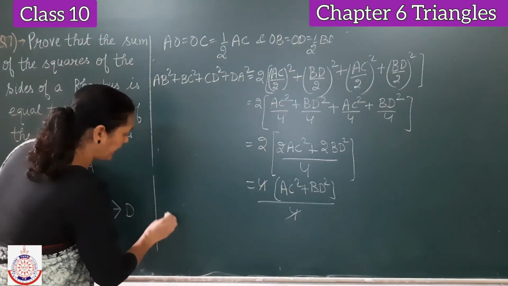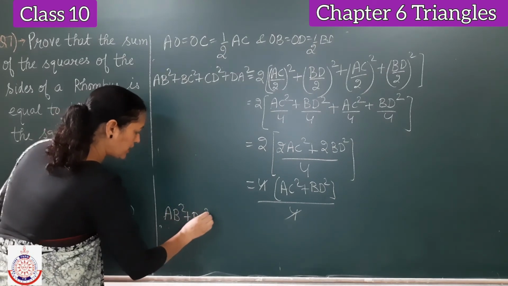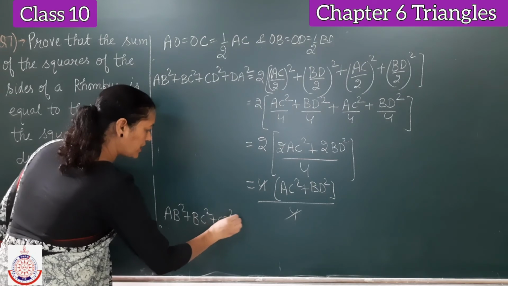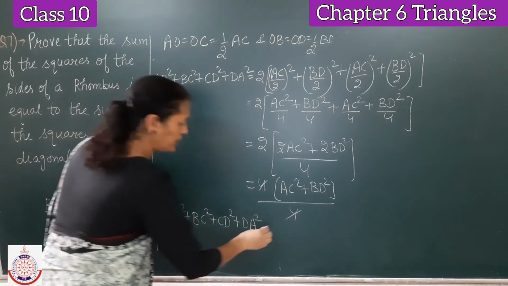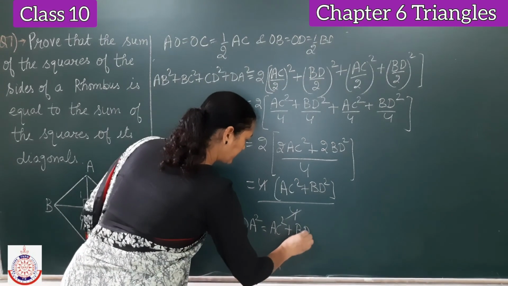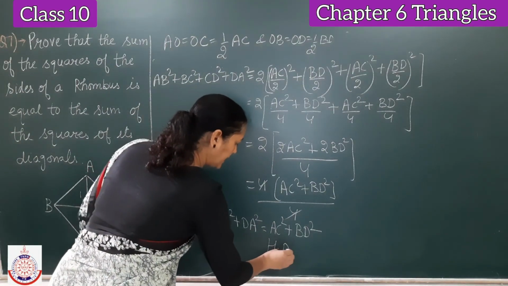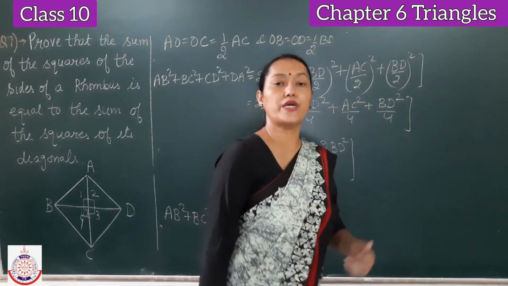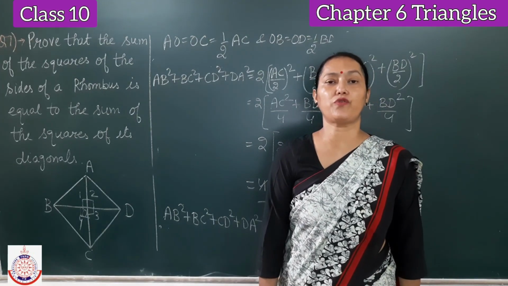So what we have obtained as a result is that AB square plus BC square plus CD square plus DA square is equal to AC square plus BD square. That means we have proved that the sum of the squares of the sides of a rhombus is equal to the sum of the squares of its diagonals.